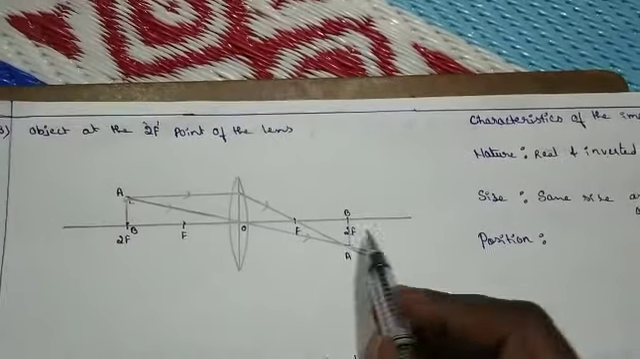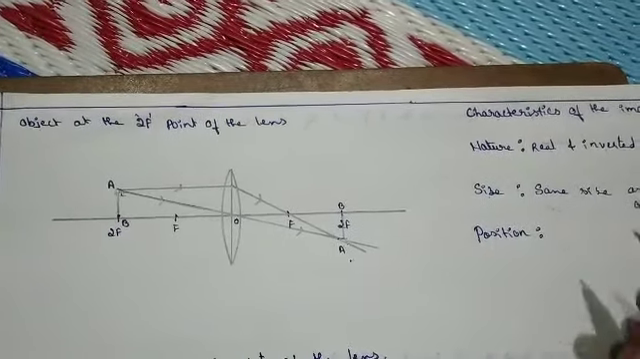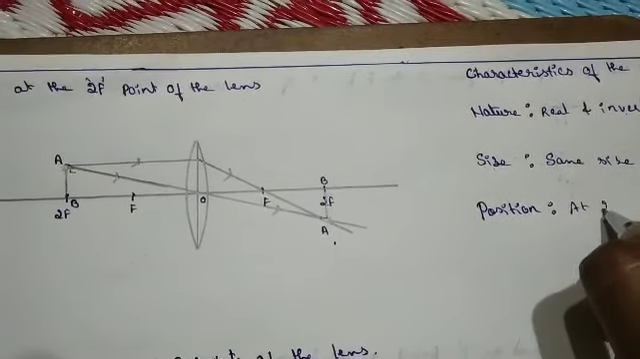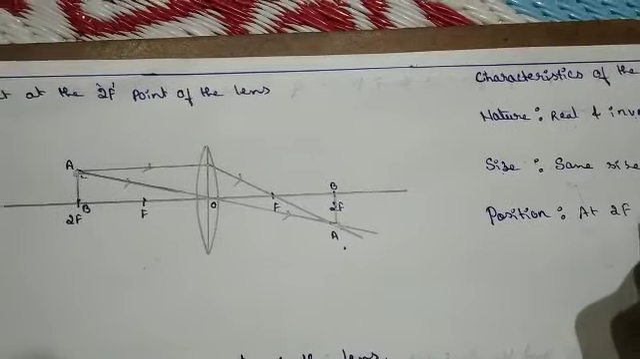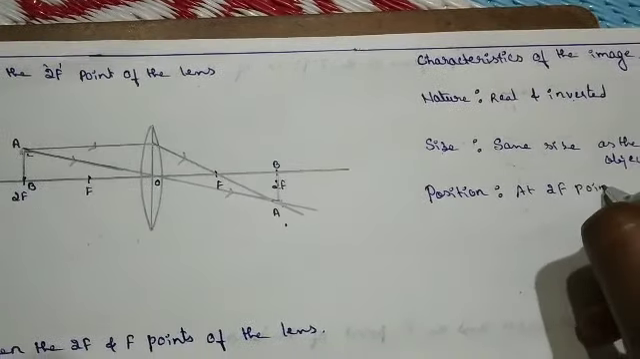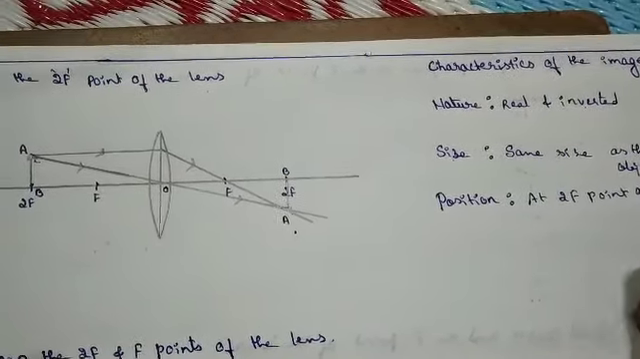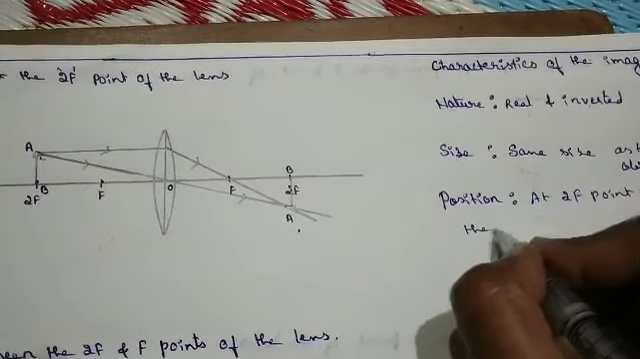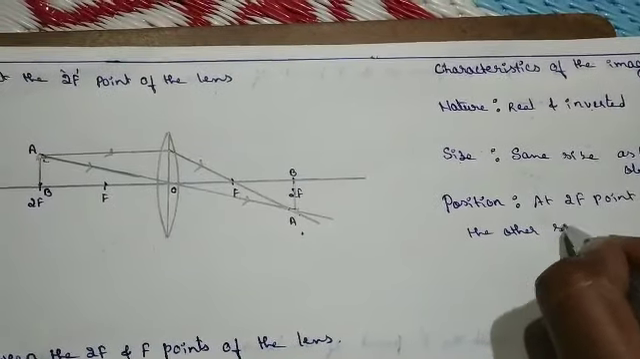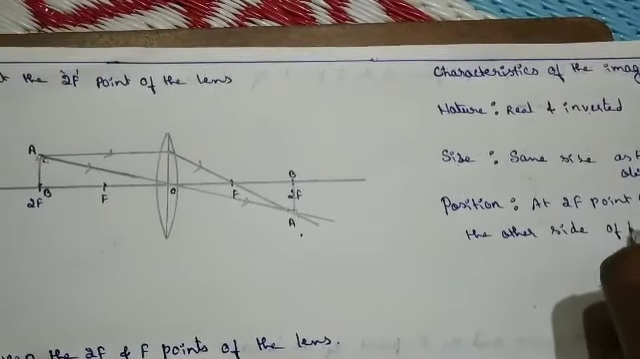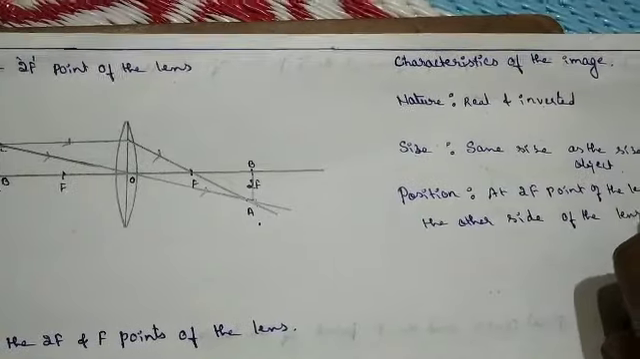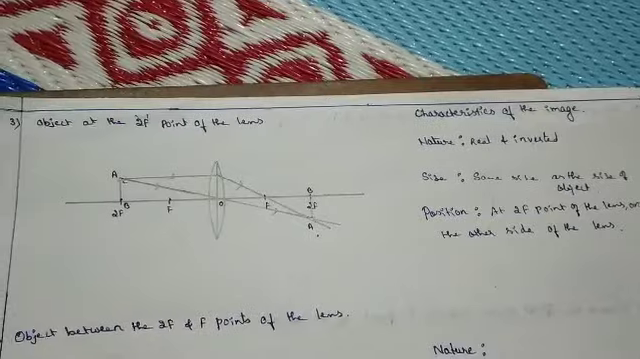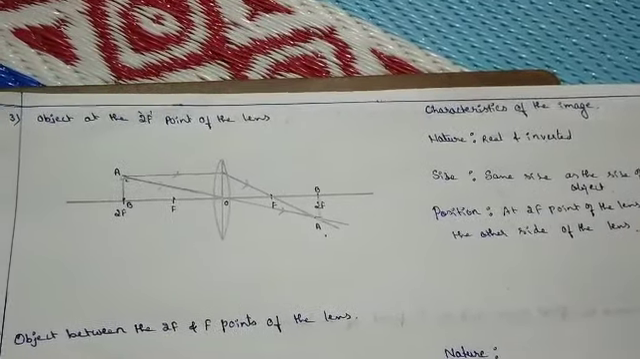And position, where is the image formed? The image is formed at 2F point of the lens on the other side of the lens. This is how the characteristics of the image are seen when the object is placed at 2F of the lens.